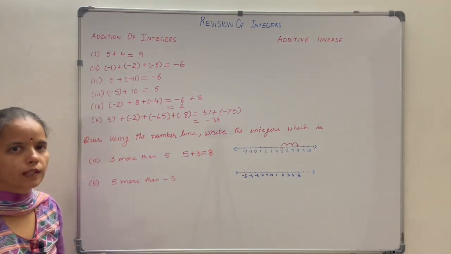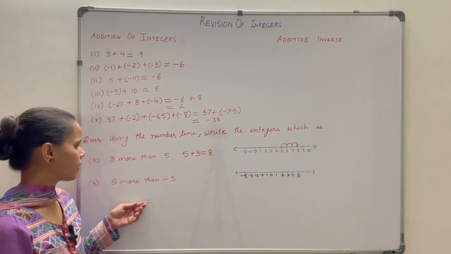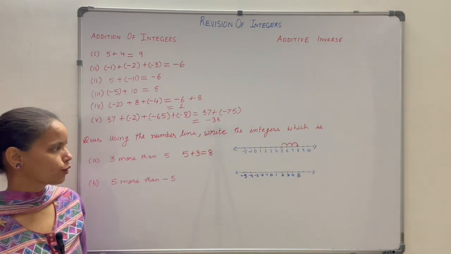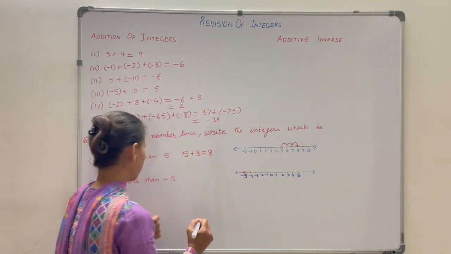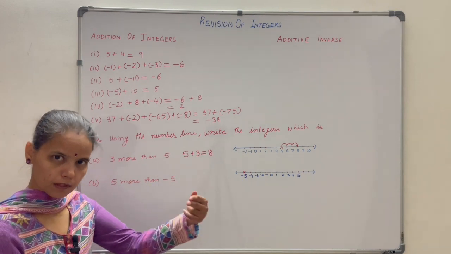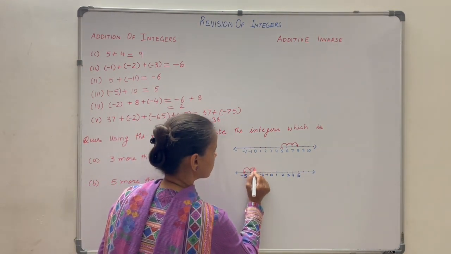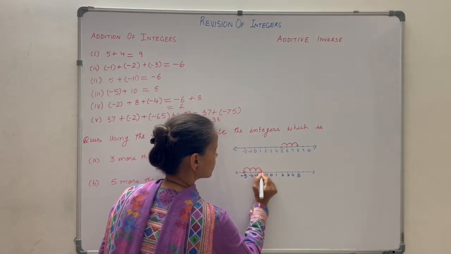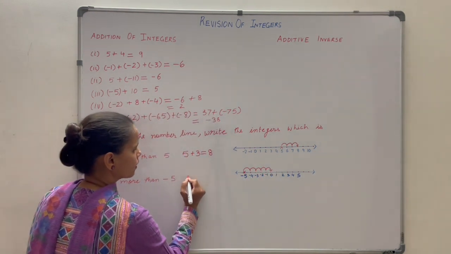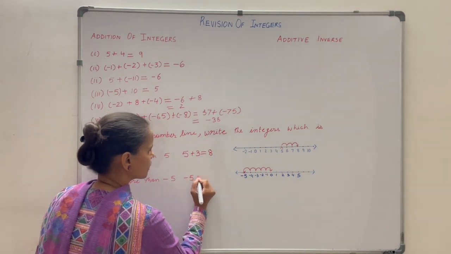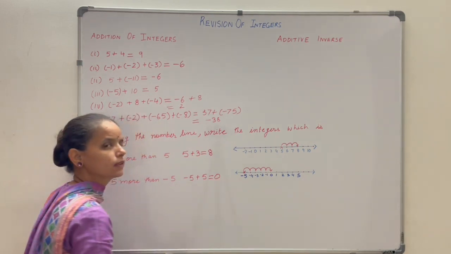This is how we do addition on the number line. Let's take this question: 5 more than minus 5. So you need to first locate minus 5 and then go 5 more. You are doing addition, which means you are going to move towards the right. 5 more means 1, 2, 3, 4, 5. So you reach 0. 5 more than minus 5 is equal to 0.